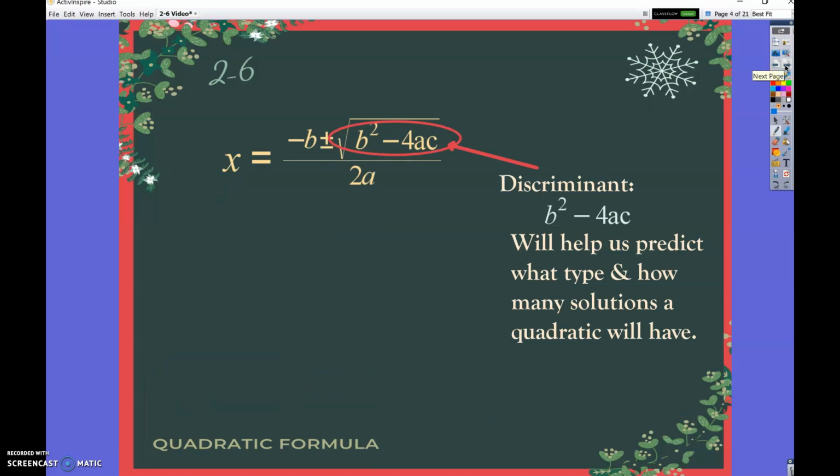Now, in the quadratic formula, there's something called the discriminant. It's the part under that square root, the b squared minus 4ac part. This is going to help us predict what type of zeros or intercepts a function has and how many there are. Let's take a look at some examples.